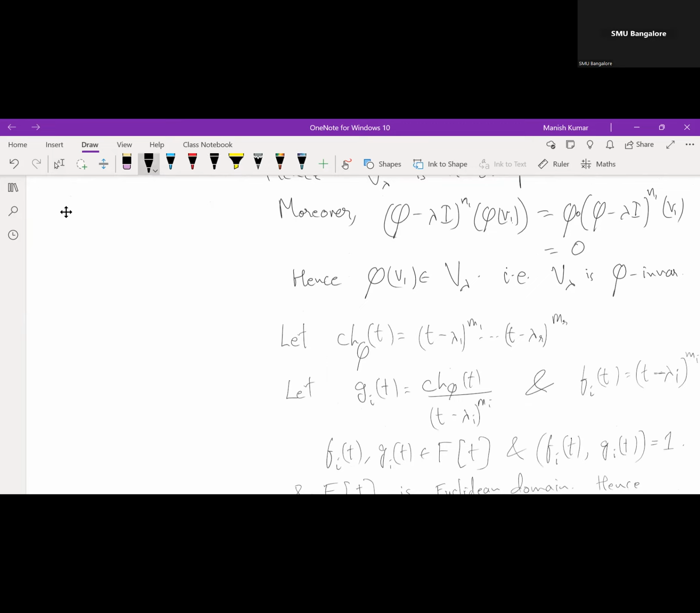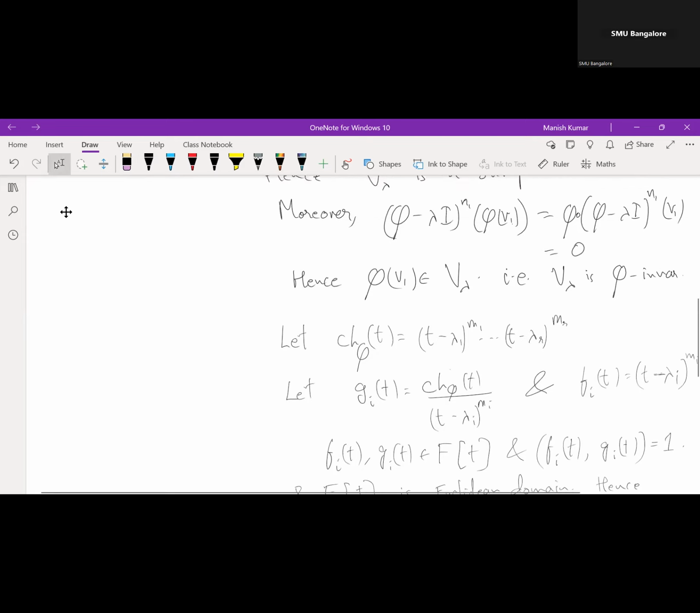It looks like (t minus lambda 1) to the m1 up to (t minus lambda r) to the mr, because these are all the distinct roots of the characteristic polynomial. Lambda 1 appears with multiplicity m1, lambda r appears with multiplicity mr. So the characteristic polynomial is going to look like this. So we define two polynomials. You will see why it will give us some sort of projection maps onto two factors, and that will help us.